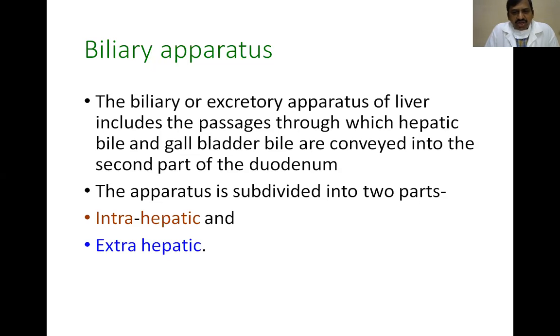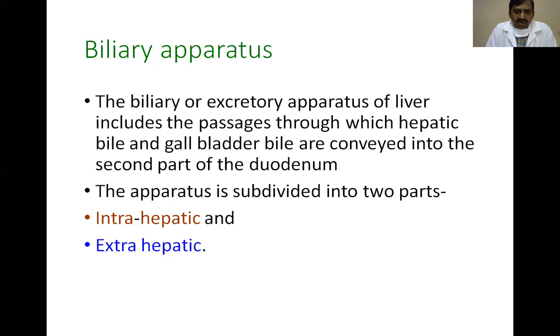The biliary or excretory apparatus of the liver includes the passages through which hepatic bile and gallbladder bile are conveyed into the second part of the duodenum. The parts which are involved in conveying the bile from the liver or from the gallbladder into the second part of the duodenum are called the biliary apparatus, or excretory apparatus.